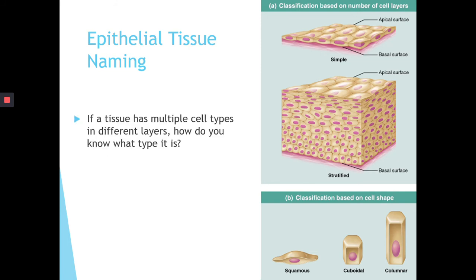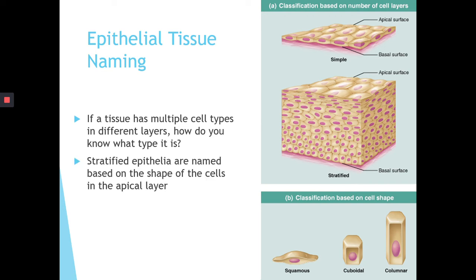So, as we continue on, we want to be sure that we understand that in some cases there's going to be multiple cell types and different layers, and you're going to have to look closely to know what type it is. Again, when we talk about stratified epithelial tissue, it's going to be named based off of the shape of the cells and the apical layer. So those, again, are features that you want to key in on and think about.